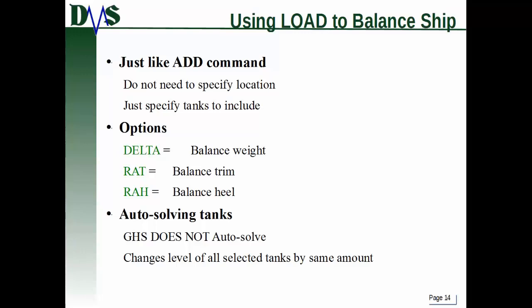Now, what does happen, if you specify multiple tanks for GHS to load, it will take however much weight it needs to produce, divide it evenly across all of the tanks you've specified, and add that into each one of those tanks.